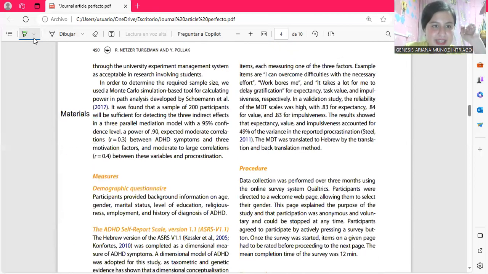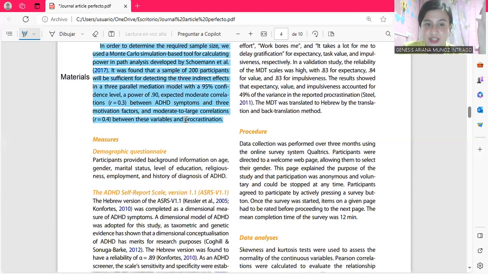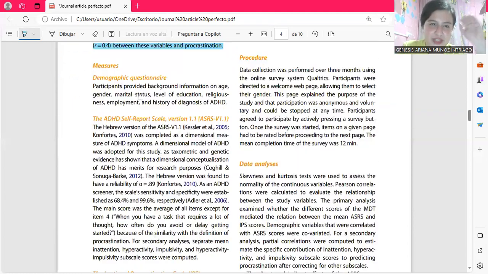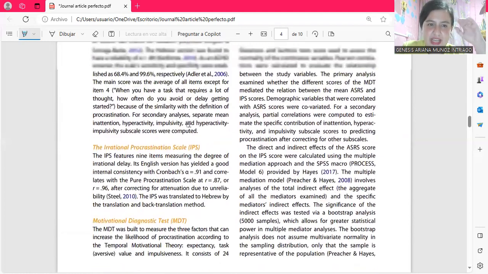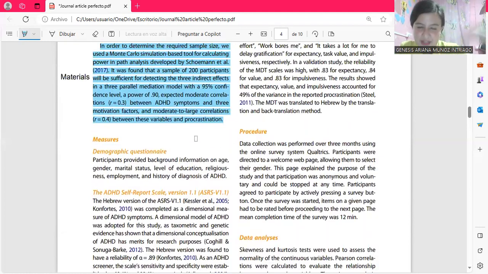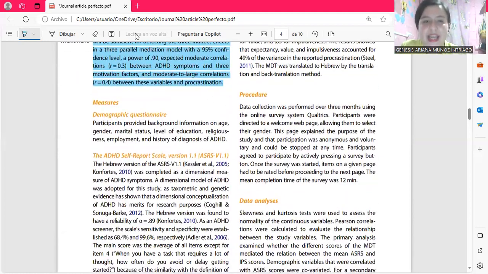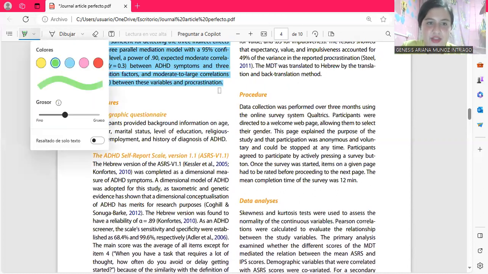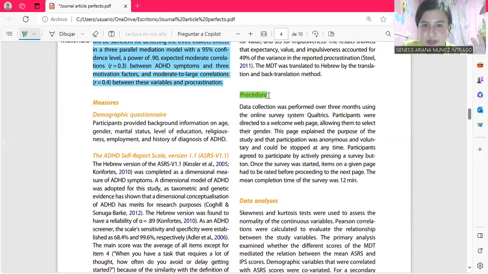And regarding the materials, in this part, we can find the materials that they use. In this case, they are explaining to us that they use a Monte Carlo simulation-based tool for calculating the power impact analysis developed by Scotchman 2017, okay? Those are the materials that they use. In this part, they describe a little bit more about those materials, and some measures. And here we have the third aspect, which is the procedure.